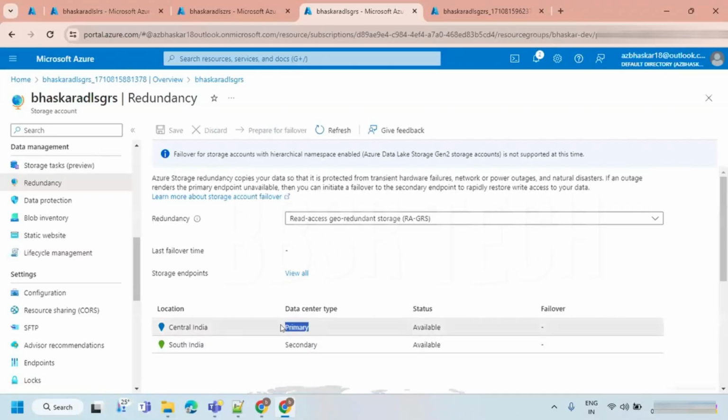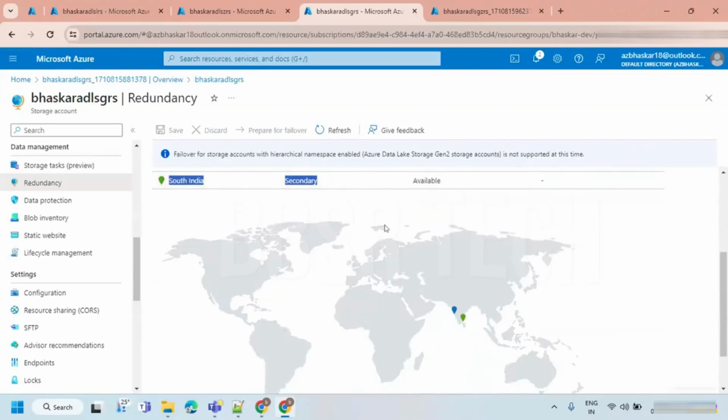I have selected only the primary region. I don't have control over the secondary region. I can decide my primary region, but I cannot decide my secondary region. The secondary region will be decided by Microsoft itself. Within the region, whatever the nearest location is, that location is going to be taken.